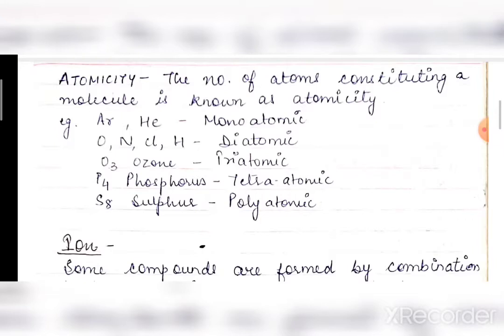For example, if we take the example of monoatomic, that means single atomic element or molecule, so it is having only one atom. So it is argon, helium, neon. These noble gases are found as monoatomic, and diatomic, we can take the example oxygen, nitrogen, hydrogen, chlorine, fluorine. All these are present in diatomic, means two atom form. O2, N2, Cl2, H2, F2, like this they are found.